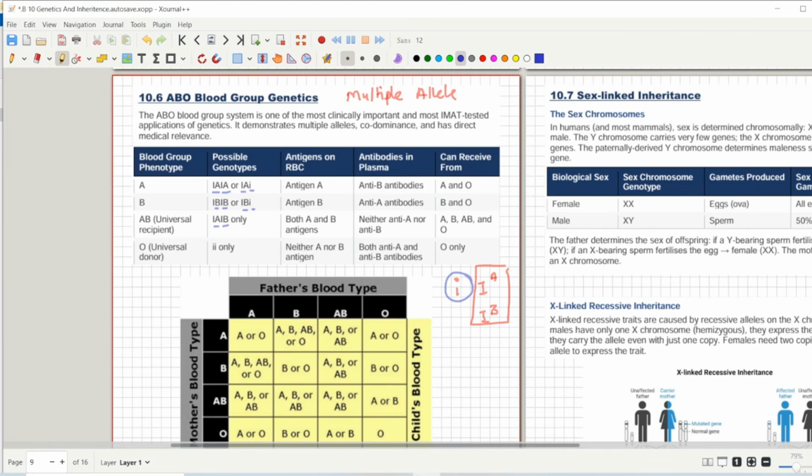AB contains both alleles IA and IB, but only if you have small i and small i will you have blood group O. That's why O blood group is really rare. O group is only possible when you have homozygous recessive, and homozygous recessive is very rare. It has a really low probability of coming in your progeny. So if you have an O blood group, you are rare, and if you have O negative, then you are more rare. We will talk about positive and negative later, but you have to know about the blood group first, then we will move on to positive and negative ones.